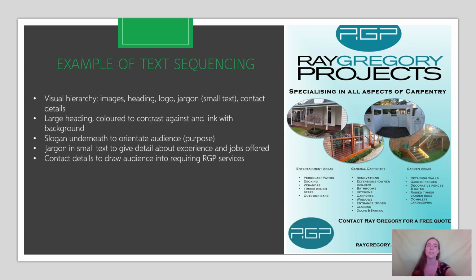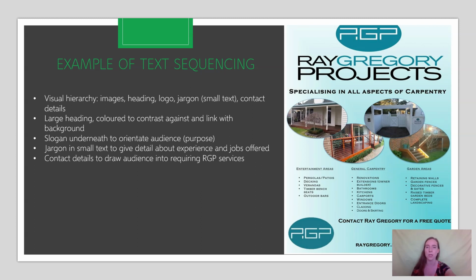From here, we're looking into an advertisement, and there's a lot of text structuring on this. Looking at the visual hierarchy, it starts with the images. They are the things that stand out the most first. Then we go to the heading, the logo, and the jargon, being the small text underneath that's quite specific to this content, and then the contact details at the bottom.